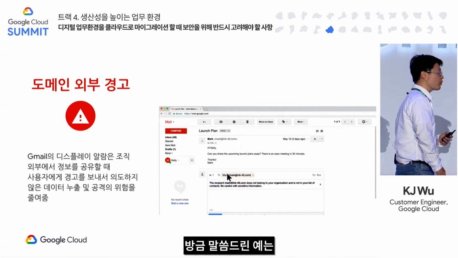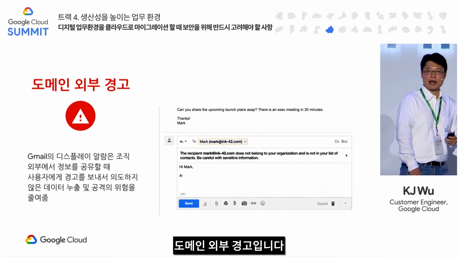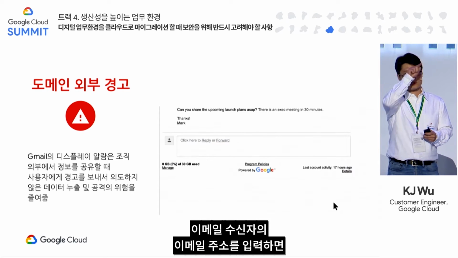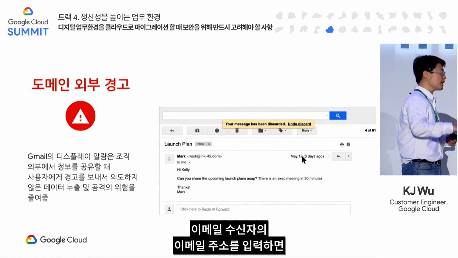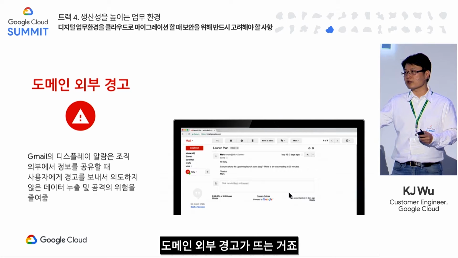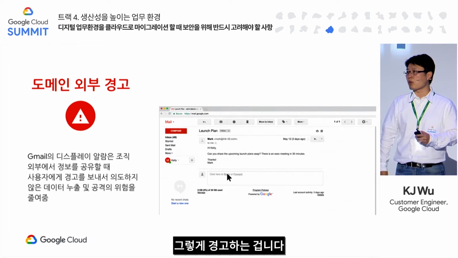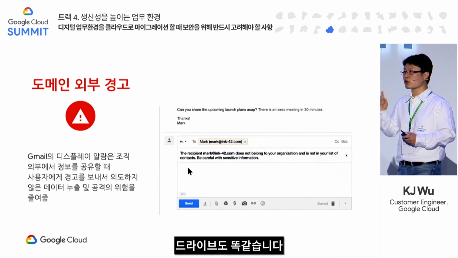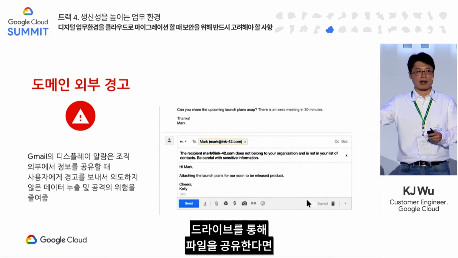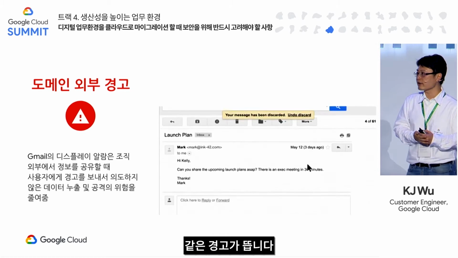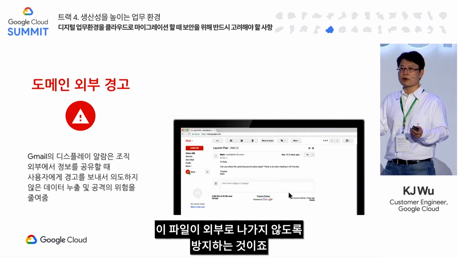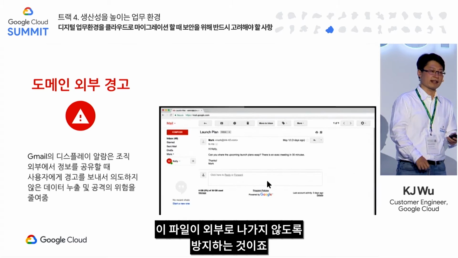This is one example I just talked about, an out-of-domain warning. So when you send out the email and the receiver's address includes an out-of-domain email account, we will show you the warning. Send as Drive: if you use Drive to store your files and share with others, you can also do that. Make sure those files don't get to people who should not see them.